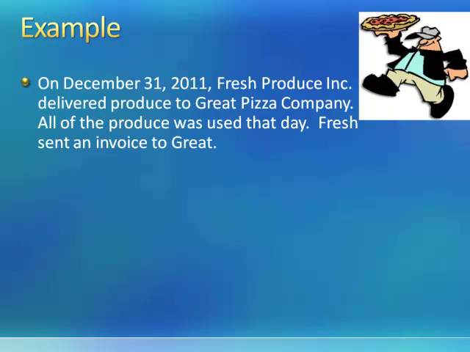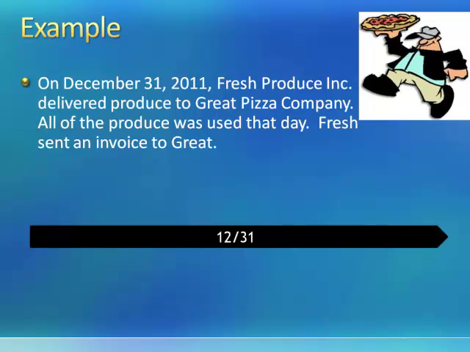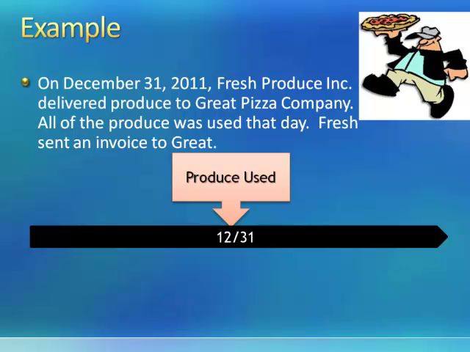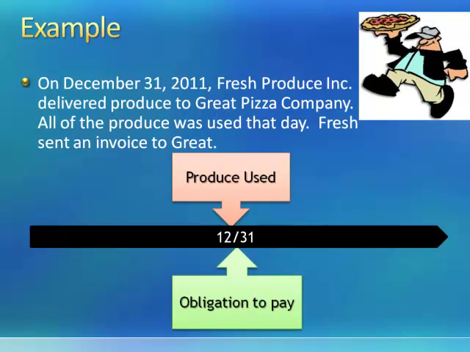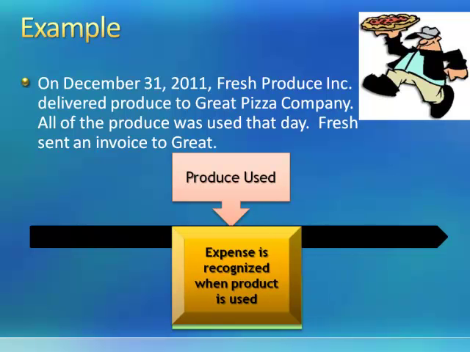Our next example. On December 31st, Fresh Produce Inc. delivered produce to Great Pizza Company. All of the produce was used by Great Pizza that day. Fresh sent an invoice to Great. Let's see what happened. Produce was used, and an obligation to pay was incurred. The expense is going to be recognized when the product is used, even though the cash has not been paid.